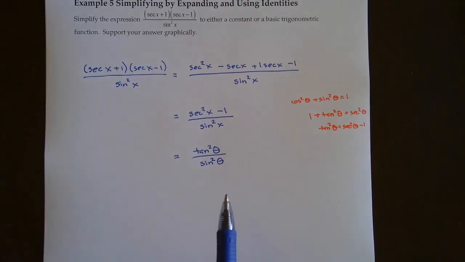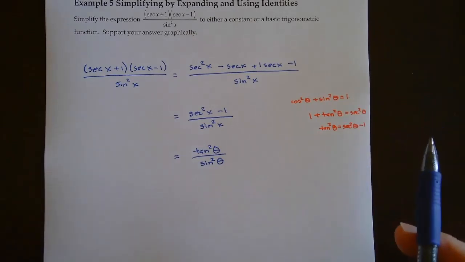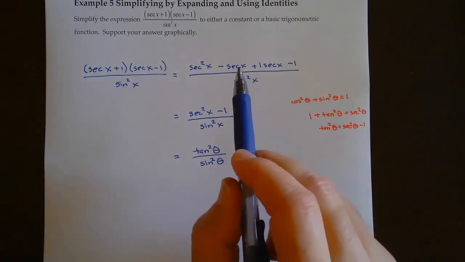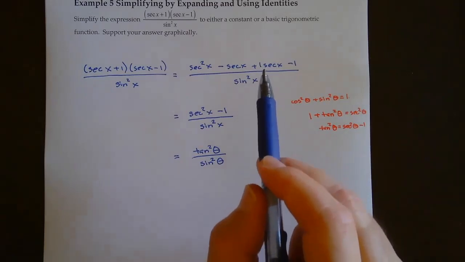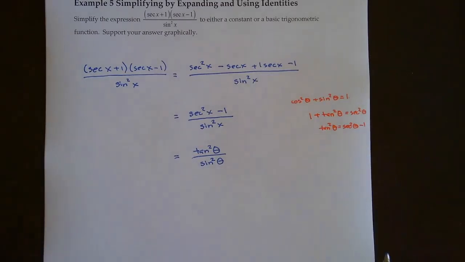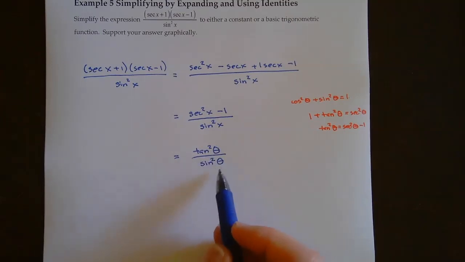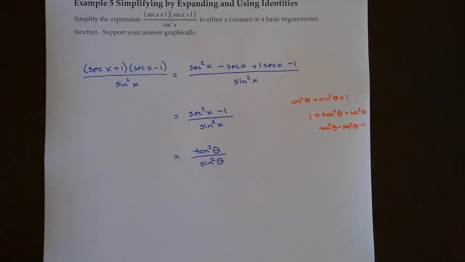Okay, we want this, and I should have said this at the very beginning, we want to simplify this down to either a constant or a basic trig function. So it's going to come down to one trig function or a number, okay? So right now, what do we have this as? Okay, we have tan squared theta over sine squared theta. That's two basic trig functions, right? We want one of them, okay?